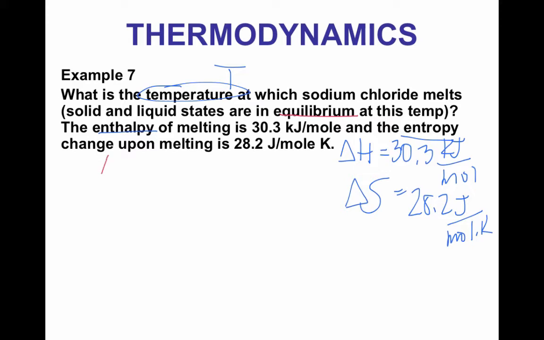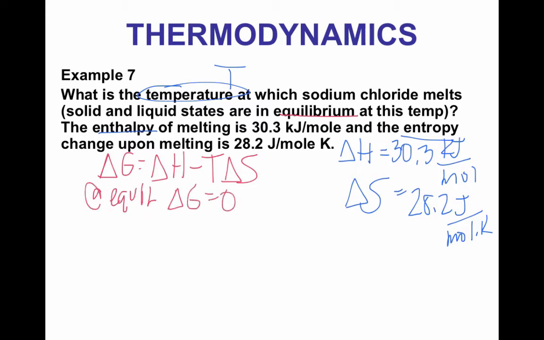So looking back at the equation, delta G equals delta H minus T delta S. Right? This is the equation that we're going to use. Okay? And at equilibrium, delta G equals 0. Right, because it is at equilibrium. Okay, so now we know then that 0 must equal delta H minus T delta S, and we're solving for T. So now we could plug in our delta H and our delta S, but before you do that, always check units.